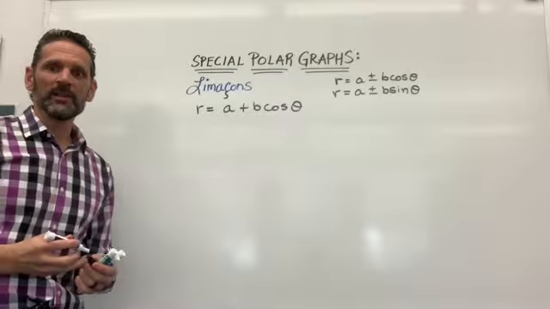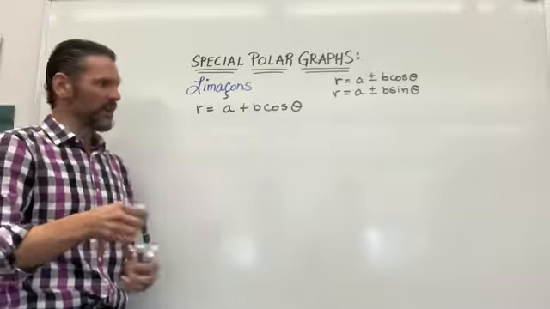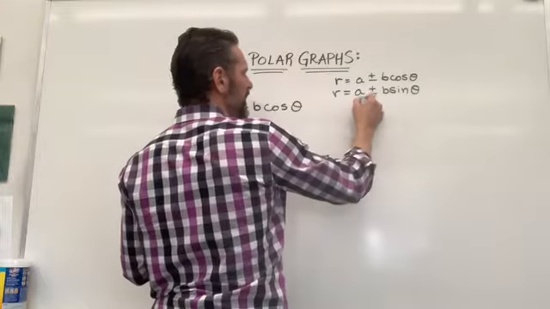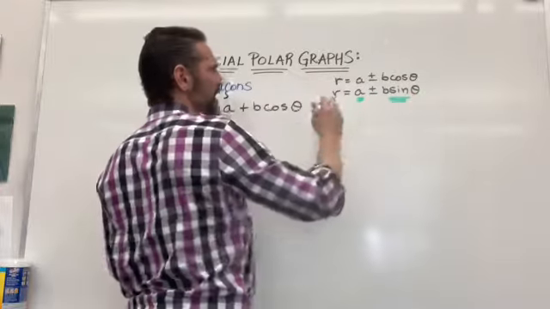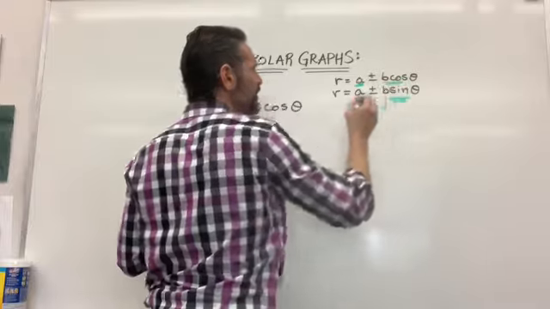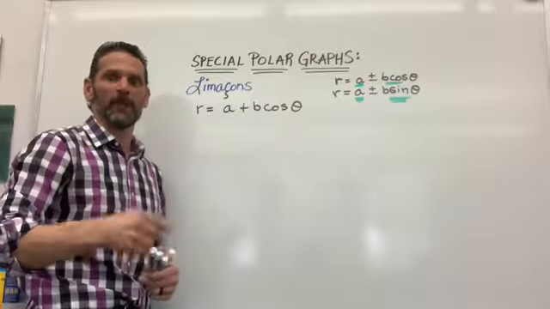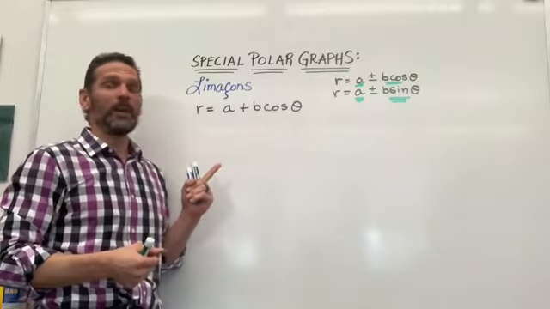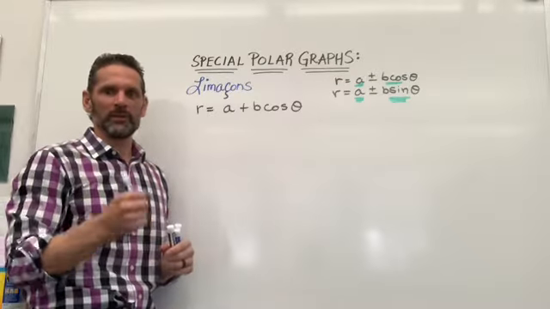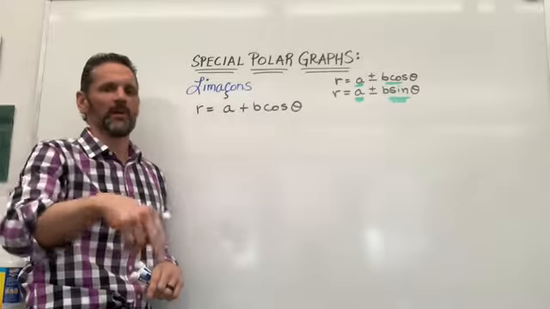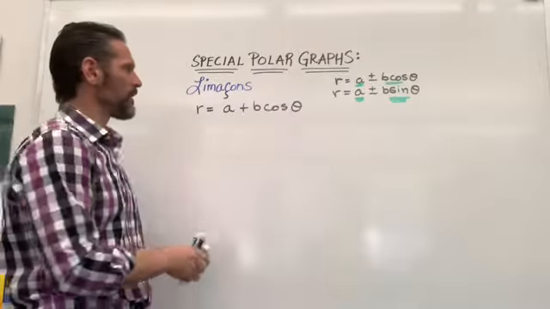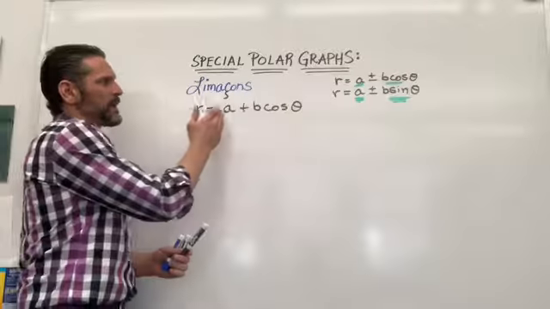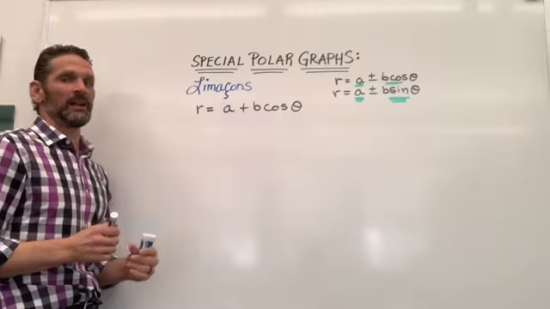What's important for us to note, first and foremost, is terms are separated by pluses and minuses. So here I have two terms in each of these. As soon as I see two terms, mara moja, as we say in Swahili, immediately I know I must be dealing with Limaçons. Two terms, Limaçons. One more time. Two terms, you have a Limaçon. So here I see a plus b cosine theta. Because I have two terms, I know it's a Limaçon.